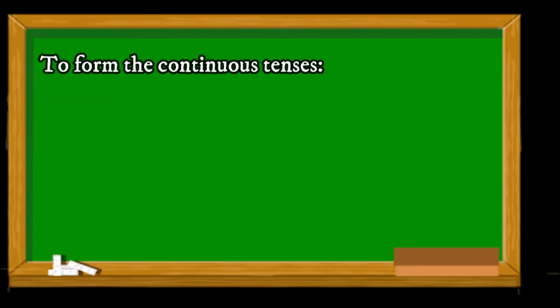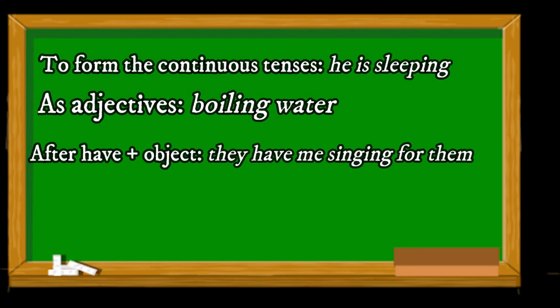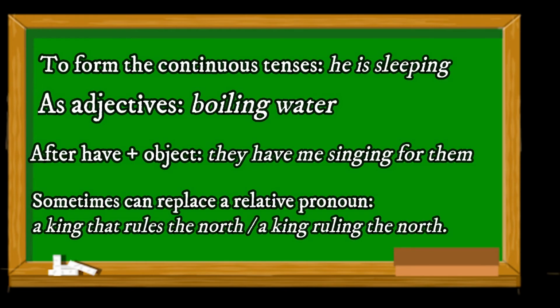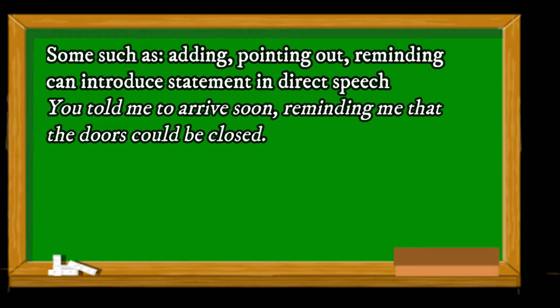We have to form the continuous tenses, for example, he is sleeping; as adjectives, boiling water; after have plus object, for example, they have me singing for them. Sometimes it can replace a relative pronoun, for example, a king that rules the north or a king ruling the north. Some, such as adding, pointing out, reminding, can introduce a statement in direct speech. For example, you told me to arrive soon, reminding me that the doors could be closed.